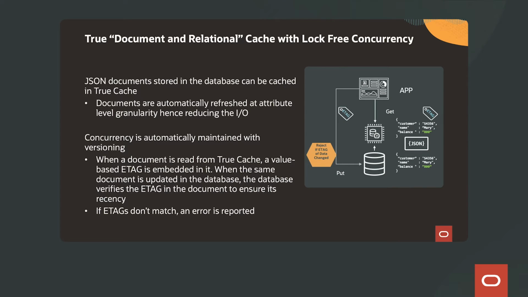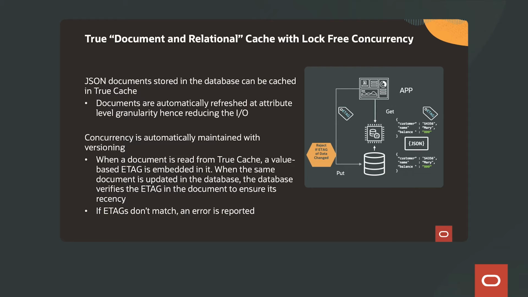True cache is a true document and relational cache with lock-free concurrency. JSON documents stored in the database can be cached in true cache. Documents are automatically refreshed at the attribute level granularity, hence reducing the I/O on the backend database. Concurrency is automatically maintained with versioning.